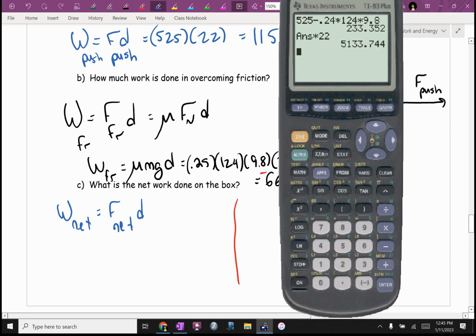I made a typo somewhere. Where's my typo? 0.24. 0.25, Mr. Dewick. Thank you. Okay, 0.25 is what happens when I go from memory. That's the net force, 221.2. And if I multiply that by the distance of 22, that's the net work, 4,866.4. And that'll get you there. And I'm fine if you do it that way.